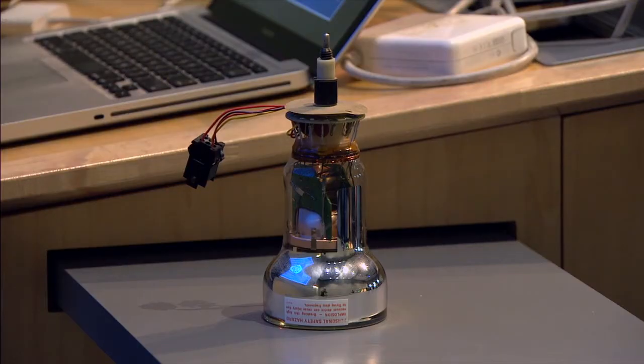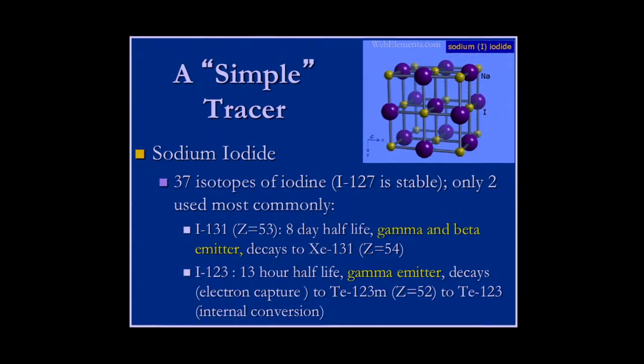So let's start with the simplest possible thing I can use in nuclear medicine, which is an iodine molecule. It's in a lattice until I put it in water. There are 37 isotopes of iodine. I-127 is stable. And we use two isotopes in nuclear medicine. I-131 emits a beta particle and a gamma, and can be used therapeutically.